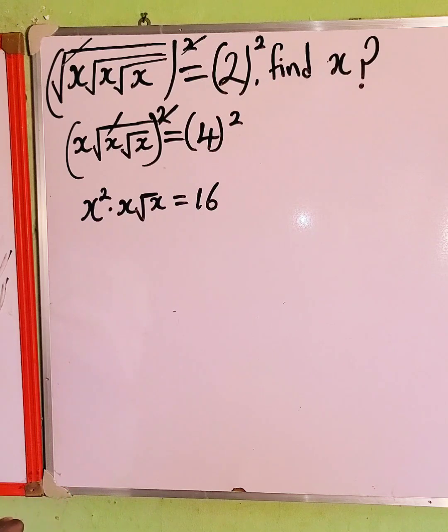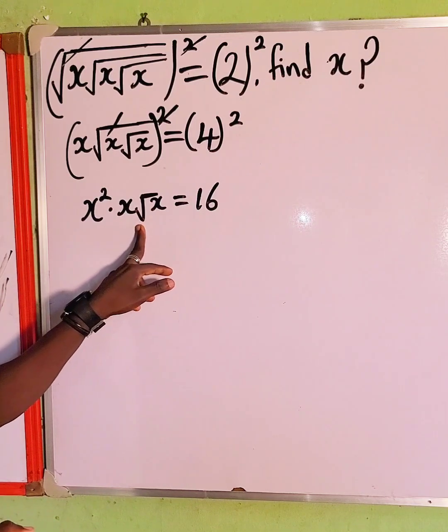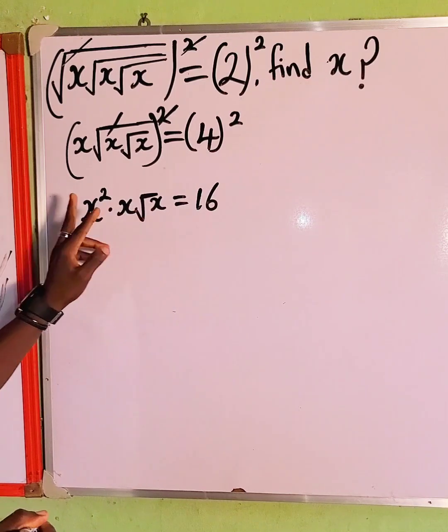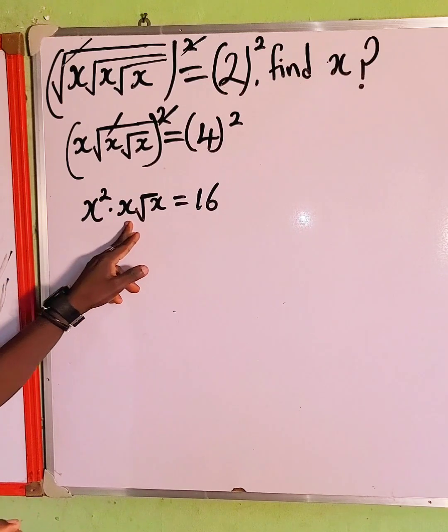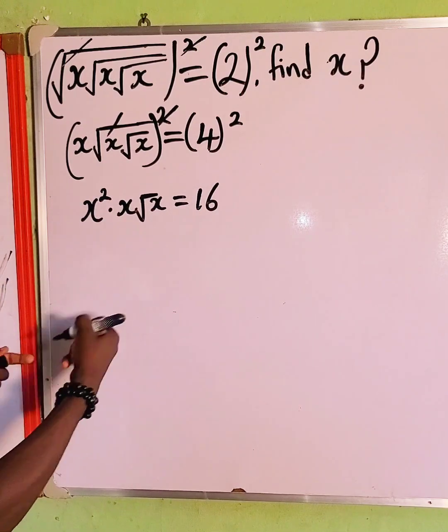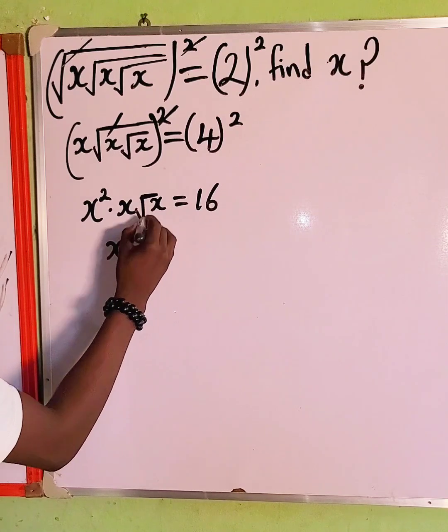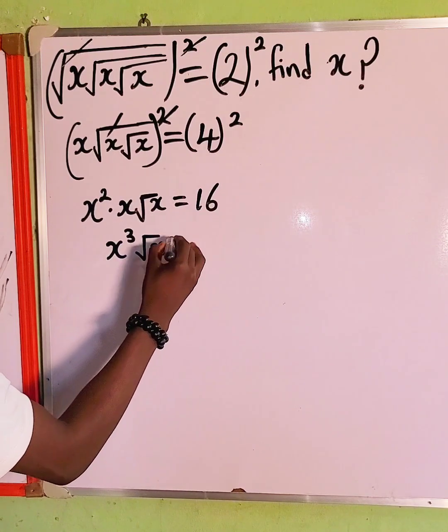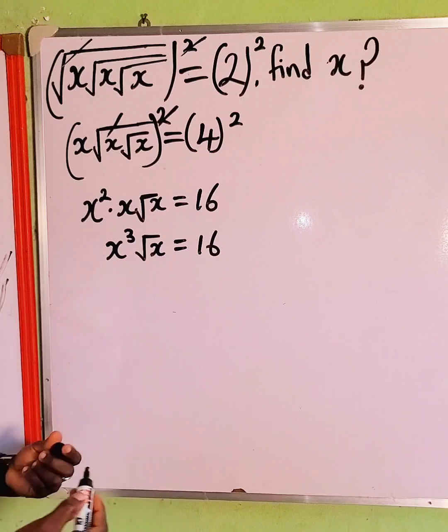So the next thing we are going to do, as you can see, look at square root again. We need to delete the square root. But before then, we have x squared here and we have x, so we can multiply them together. X squared multiplied by x is going to give us x cubed, then multiply by square root of x, which is going to be equal to 16.